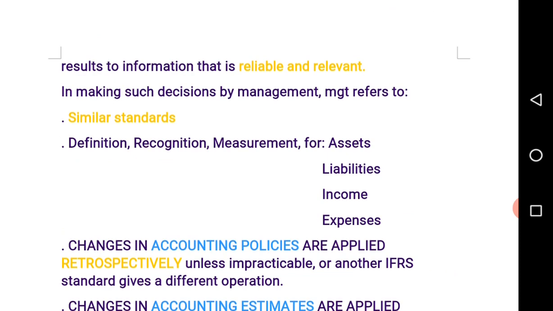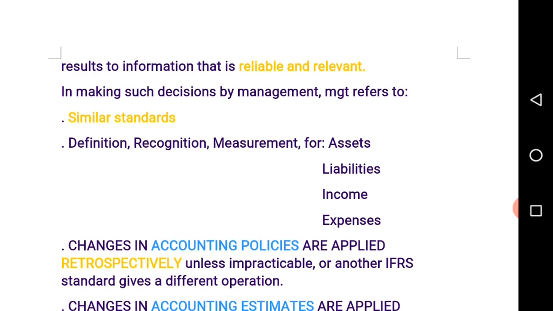So it says in making such decisions, management refers to decisions that IFRS has not clearly given for a particular transaction. Obviously, we know there are new transactions emerging as ICT is developing, artificial intelligence is developing, even space research is developing. There are new things that were not thought about previously that could come, new types of transactions, new types of business agreements.